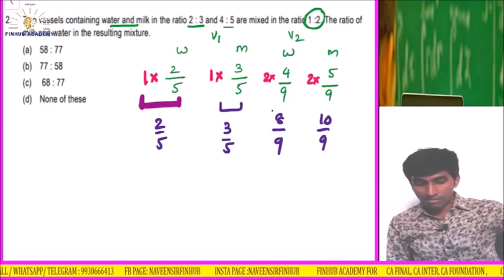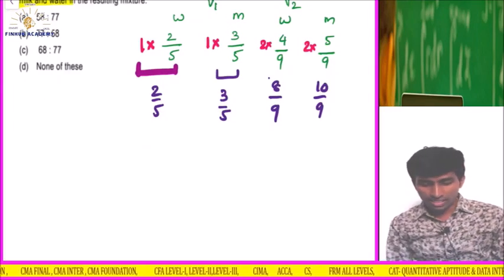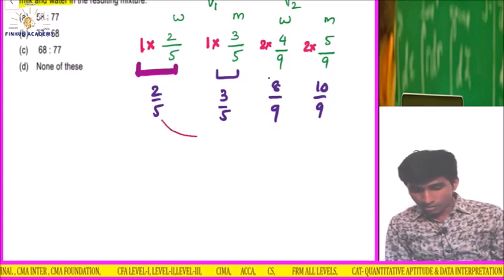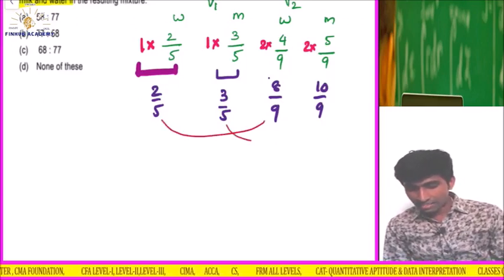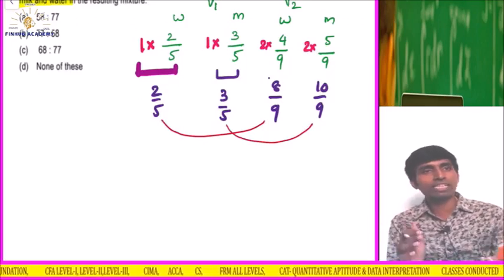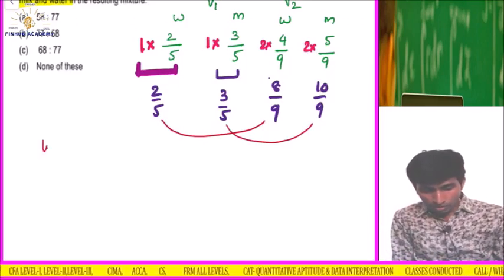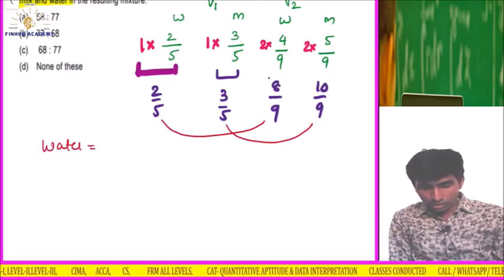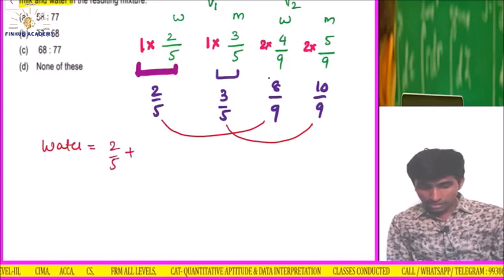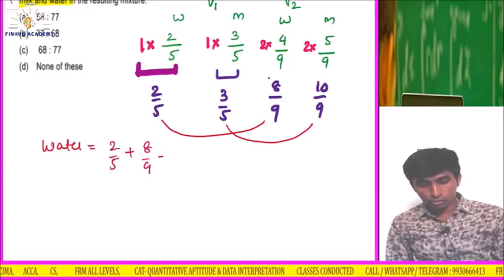Okay. How will I do that? So understand. What I will do is add this water component and this milk component together because we are mixing it. So if I add the water component, total water will be 2/5 plus how much? 8 by 9. So I will have to cross multiply.